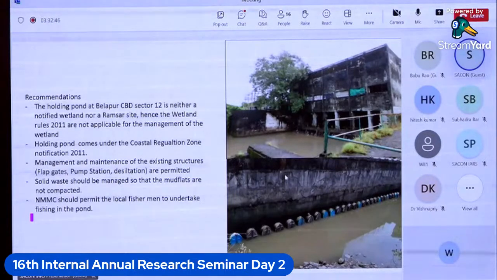Development of new structures up to 50 meters and all that is prohibited, but the existing ones like the pumping station as well as the floodgates can be managed. Even desiltation on the mudflats can be done for the management of the wetland. NMMC does not permit any of the fishermen to do fishing. When they permit it, definitely the ecosystem can be restored.